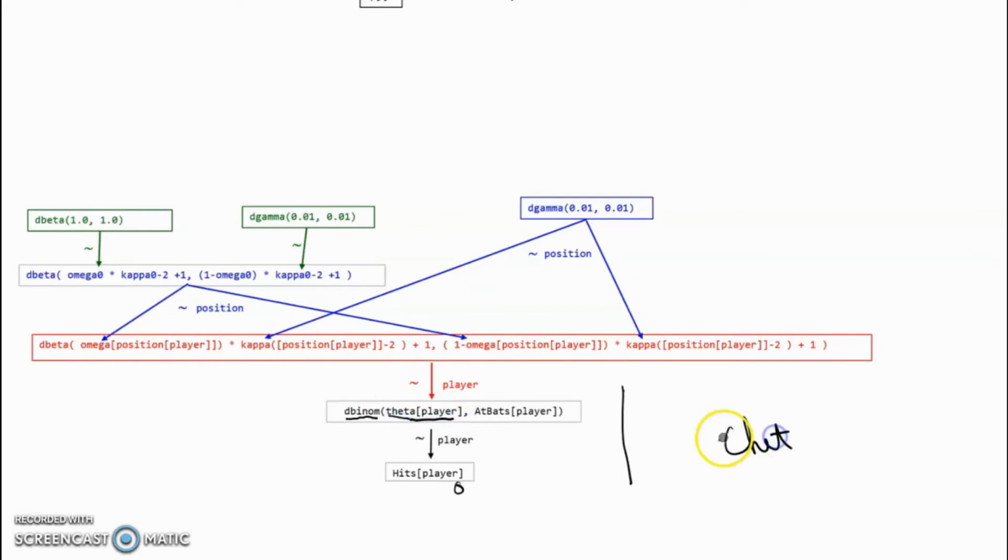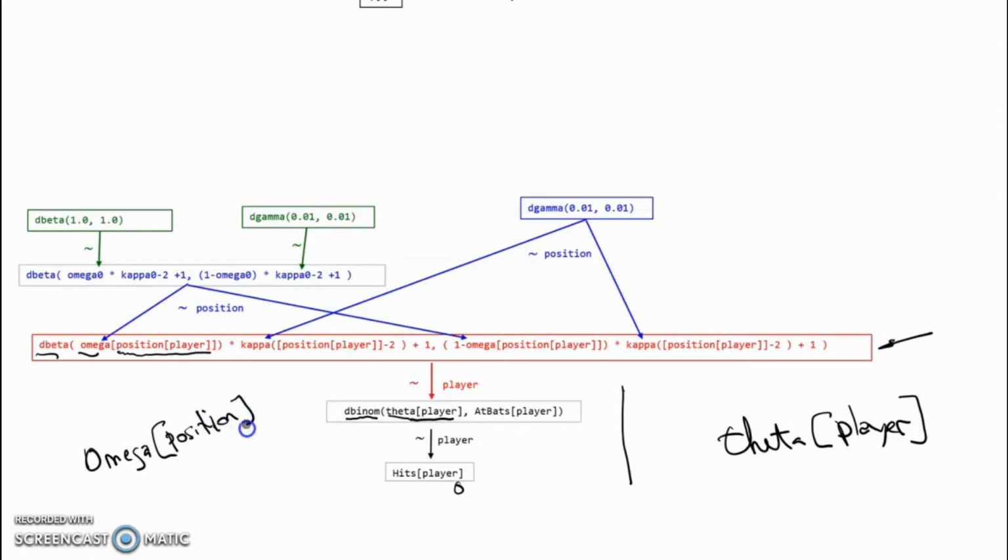So we're going to have 948 values of theta player. And the prior for those is listed right here. The prior is a beta distribution with omega, but omega is indexed by position. So now we've got omega indexed by position. We've got 9 of these, which reflects the overall ability of a player at a particular position to hit the ball. And then we've got our hyperpriors here.